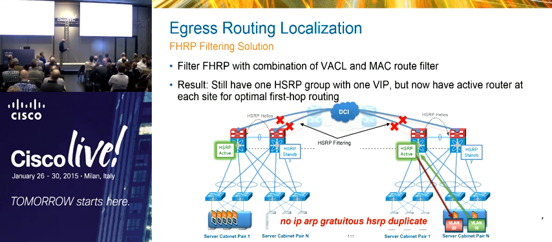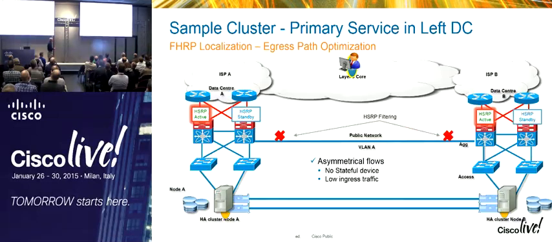When we block HSRP messages, though, the one thing we don't block is gratuitous ARPs. So a gratuitous ARP would still go through, and you'll see an error message every time there's a gratuitous ARP, unless you do this filtering, okay?